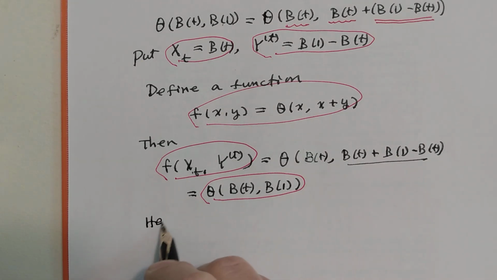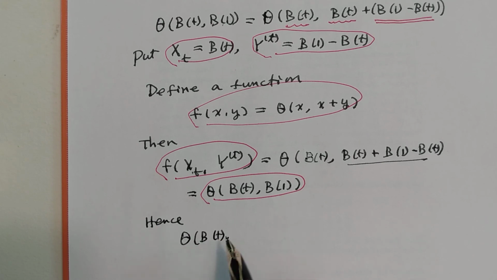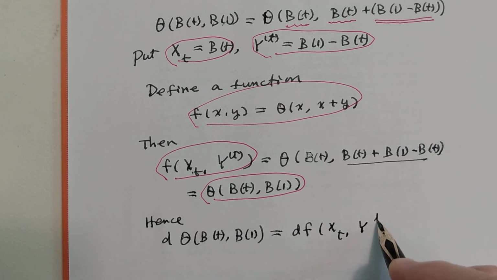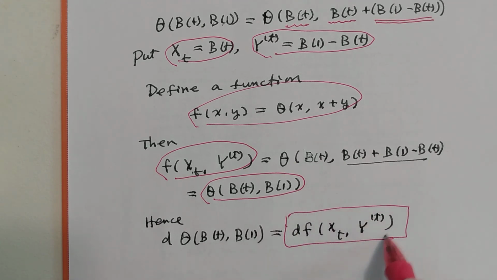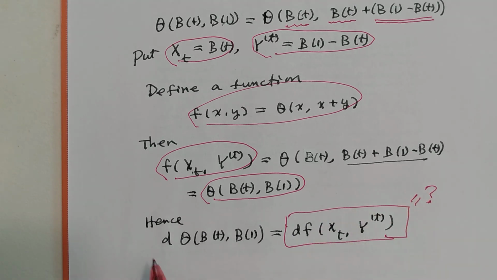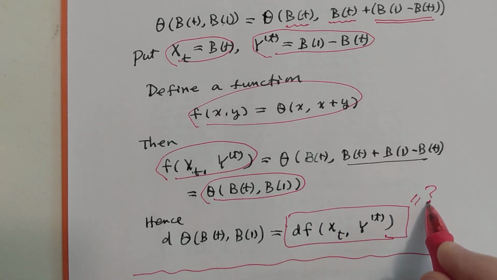Therefore, hence, the stochastic differential of theta is the stochastic differential of f of x sub t, y sub t. So we need to find out what this equals. This video is a little bit too long, so we'll find out this question mark in the next video. Okay, so take a break.